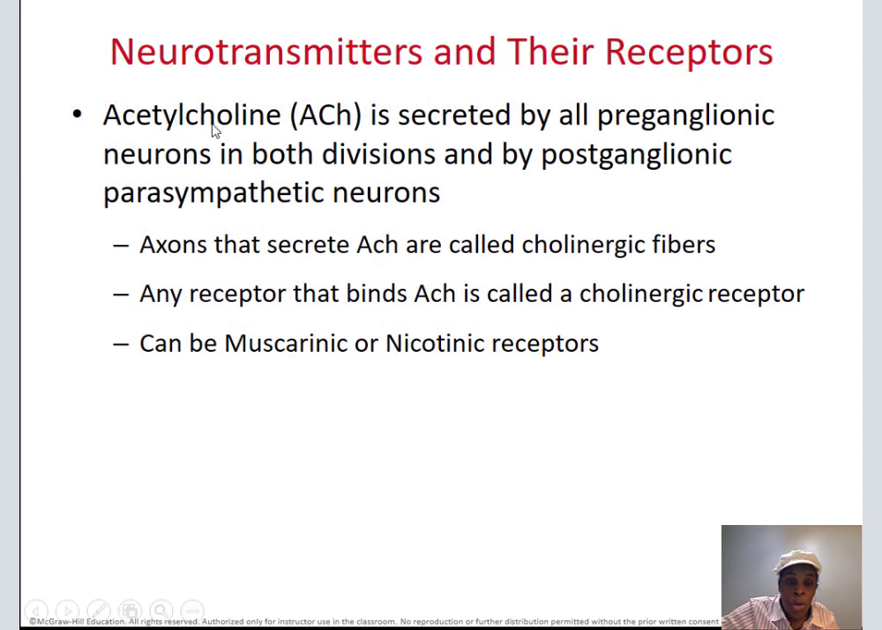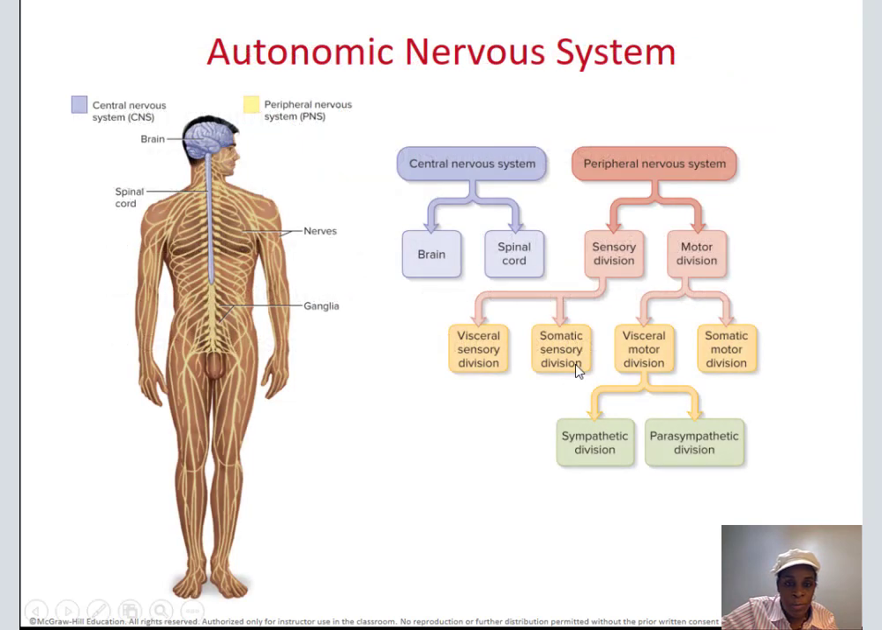It depends on what type of receptor. We have, for example, acetylcholine that is secreted by all preganglionic neurons in both divisions of the autonomic nervous system, and by postganglionic parasympathetic neurons, postganglionic only. So axons that secrete ACh, acetylcholine, are called cholinergic fibers. Any receptor that binds to acetylcholine is called a cholinergic receptor. We got muscarinic and nicotinic receptors, just different types of receptors in target organs that receive acetylcholine.